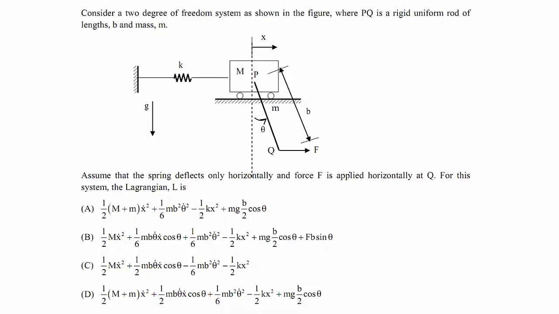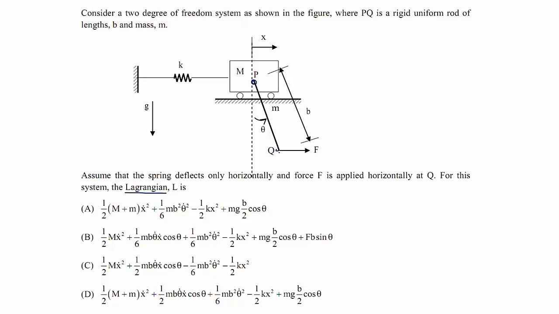Consider this question from the topic engineering mechanics, from the subtopic Lagrangian, which is a recently added topic. Consider a 2-degree freedom system as shown in the figure, where PQ is the rigid uniform rod.